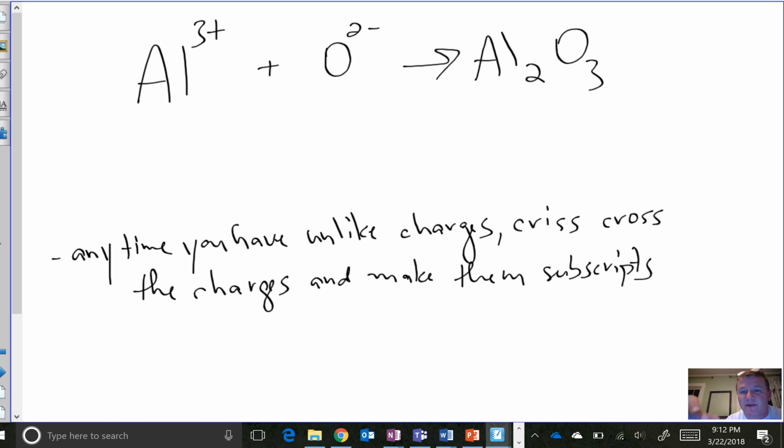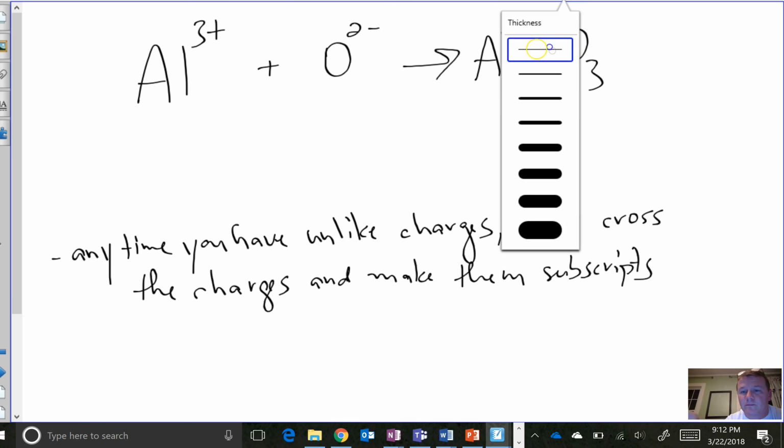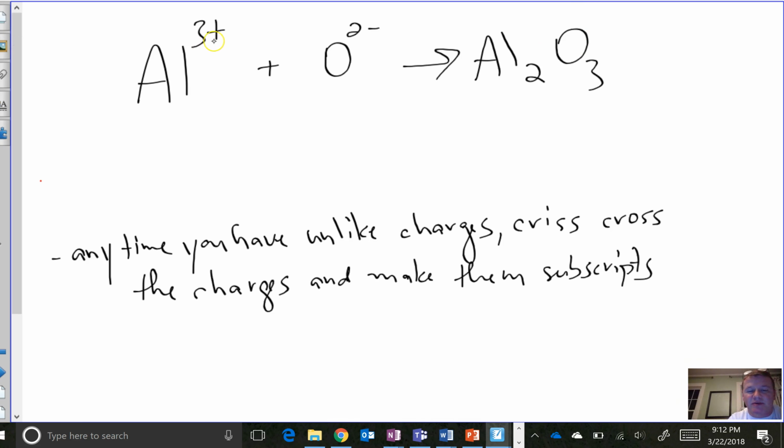Alright, so here's what I mean by that. Okay, see this positive 3 up here? That's for aluminum, and this negative 2, the charge for oxide. If you simply crisscross those, they become the subscripts for your final compound. That works all the time, 100% of the time. Every time. Okay, so now, these numbers down here again, these are called subscripts.